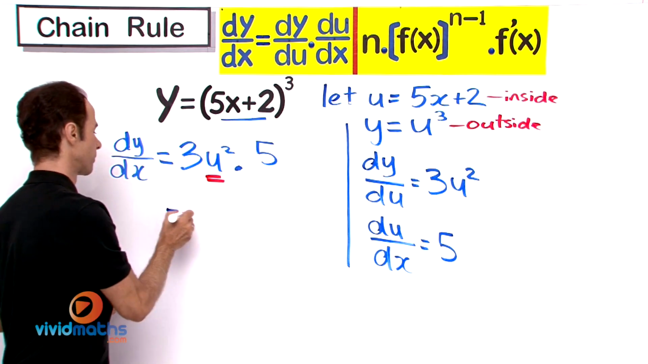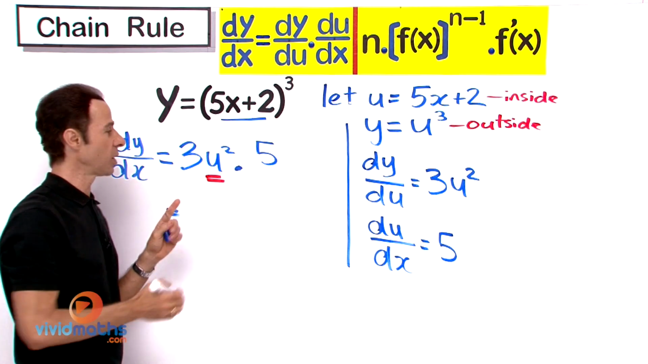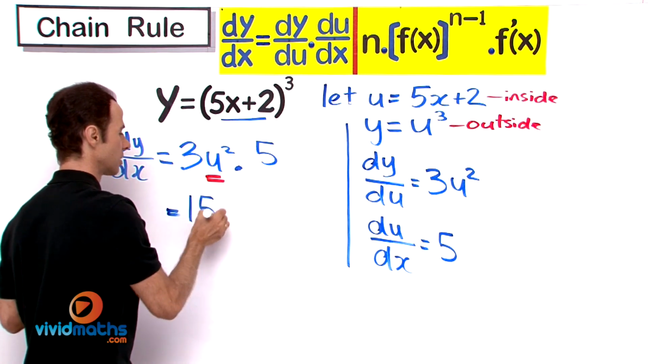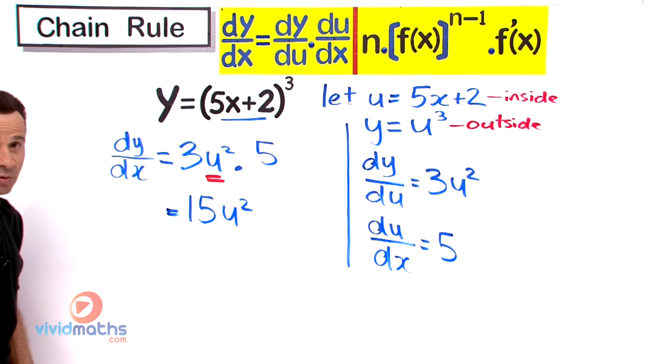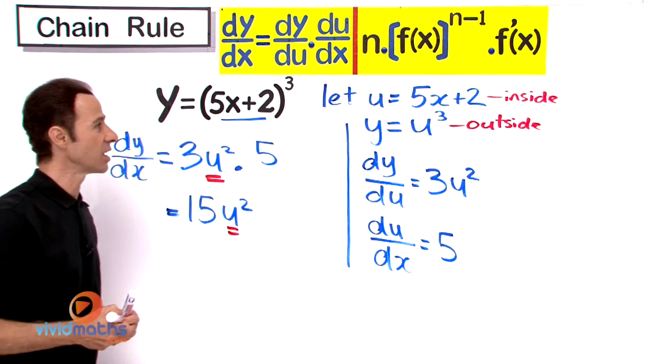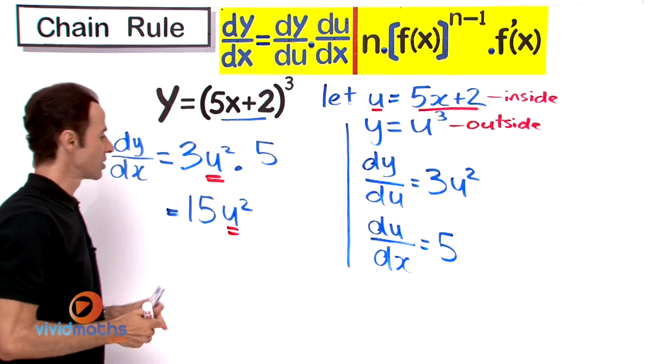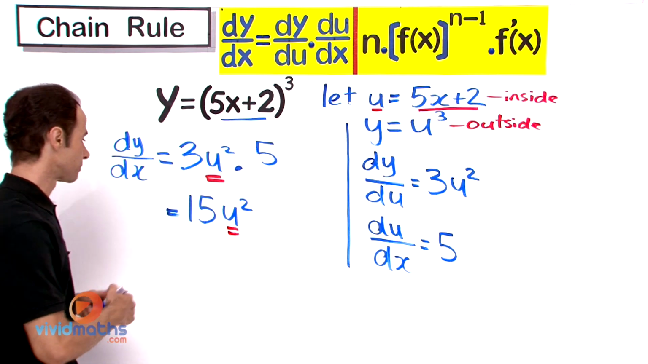This equals, dy/dx equals 3 times 5. You multiply this times the outside, so that's 15u squared. There's that u again, remember I said from before? You mark it out. Now what's that u equal? Well, u equals 5x plus 2. So let's go back and substitute that back into the original again.